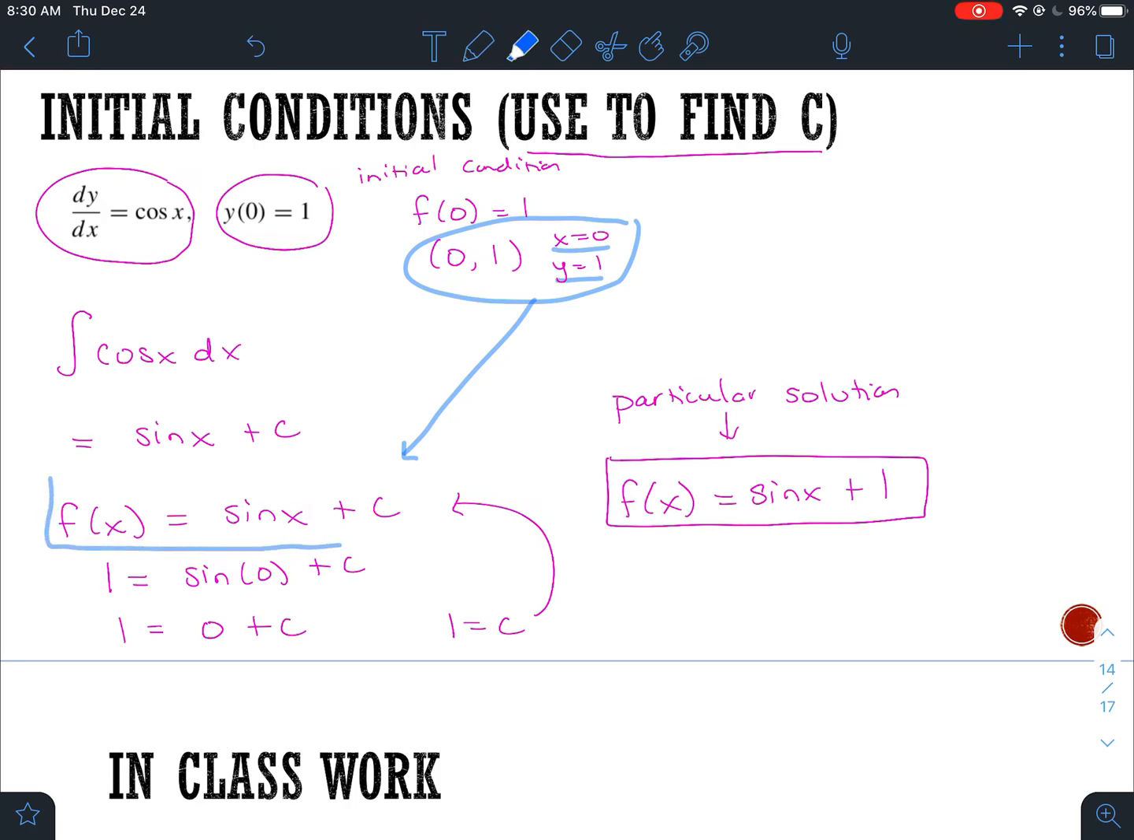And then this one right here where I had the plus c, this is called the general solution. So if you're going to leave the c in, you have a general solution. And then if you're solving for c given an initial condition, that's called the particular solution.